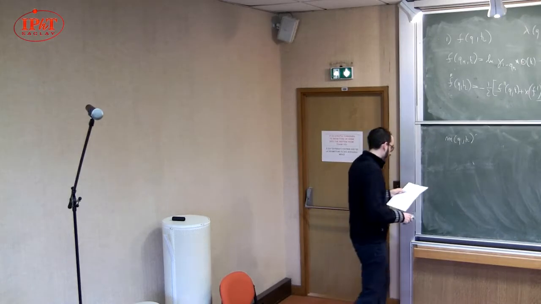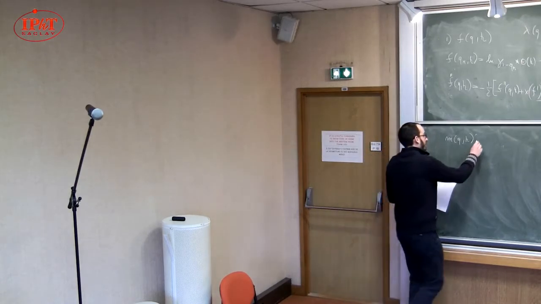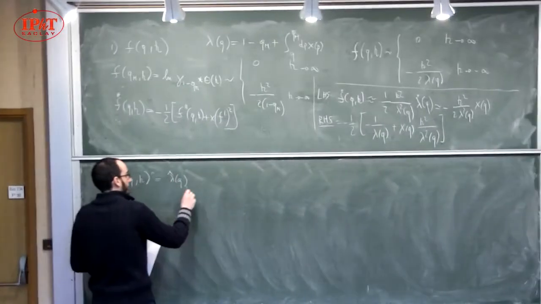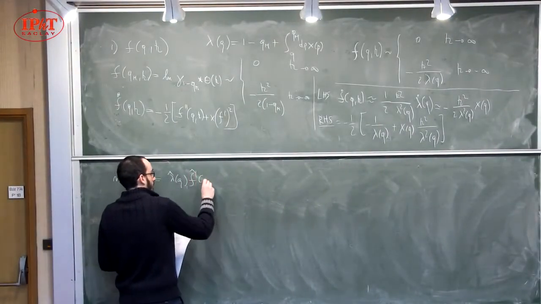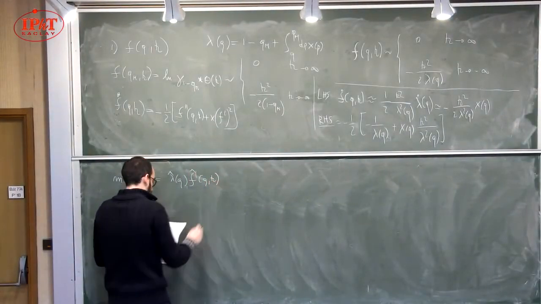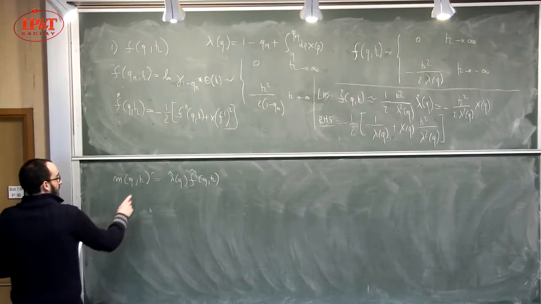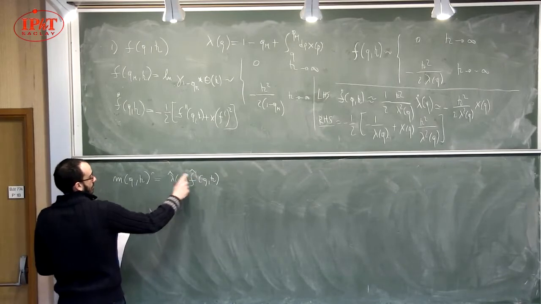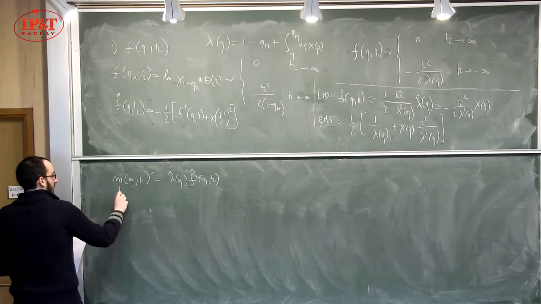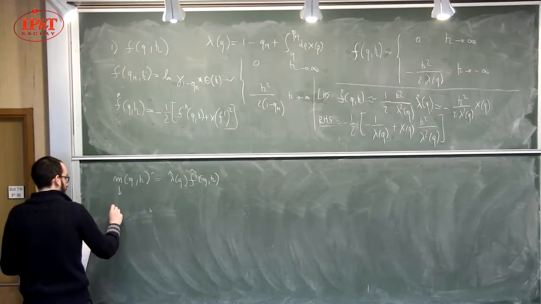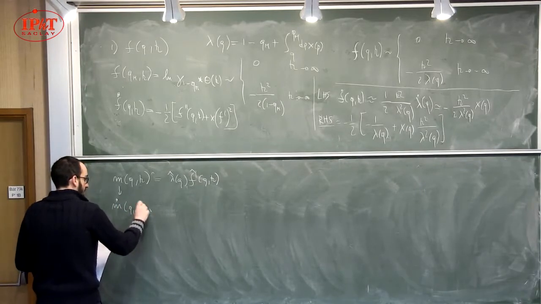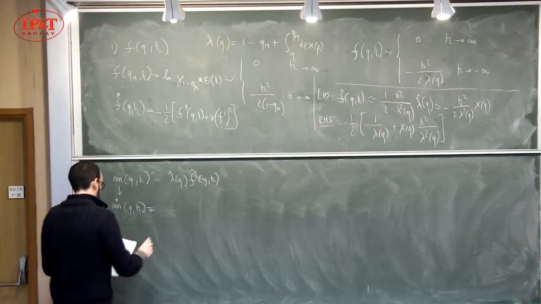Okay, so let me get back to this. So you can, using this form and using the flow equation for f, you can obtain the flow equation for m. So I will not do it, but it's very easy.